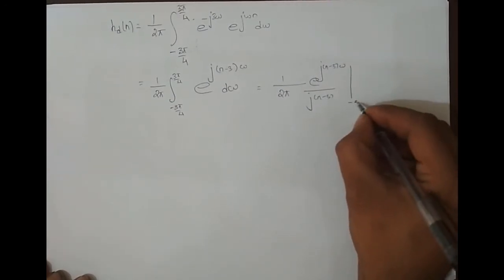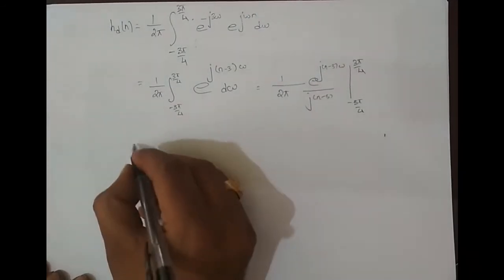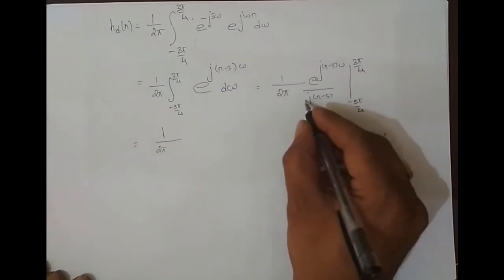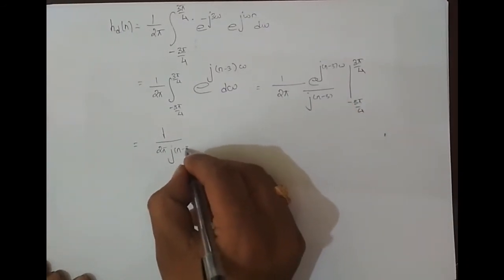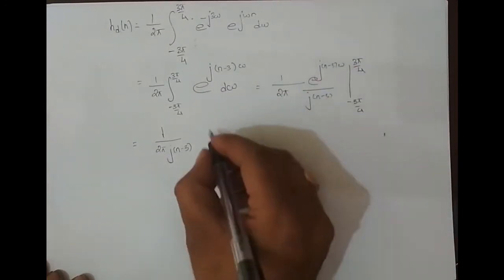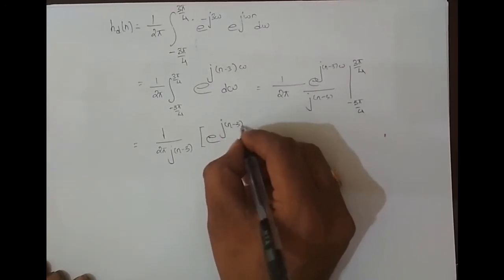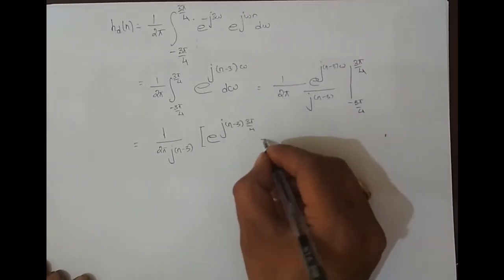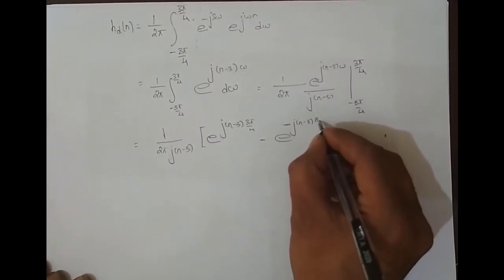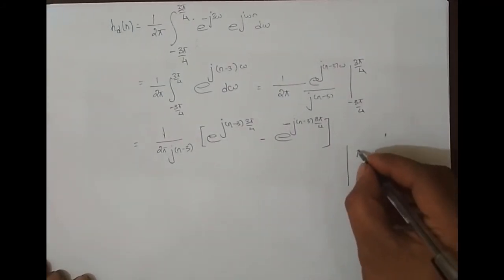And with the limit minus 3 pi by 4 to plus 3 pi by 4, this is equal to, I'll take 1 by j into n minus 3 out, because this is independent of omega, and I end up with this term: upper limit minus lower limit, e power j n minus 3 into 3 pi by 4, minus upper limit minus lower limit, e power minus j n minus 3 into 3 pi by 4, right?